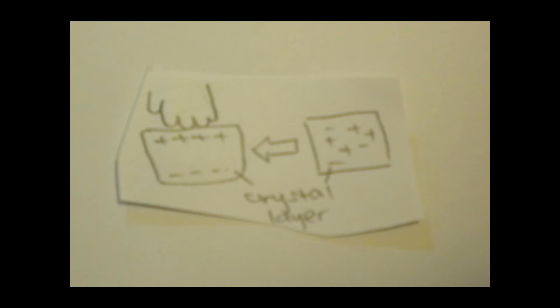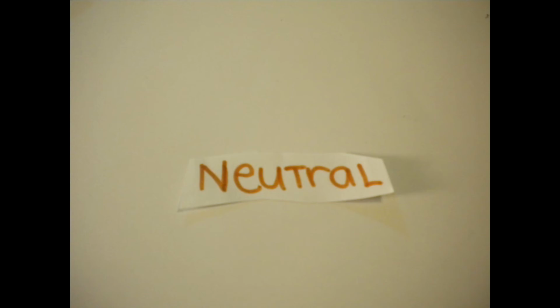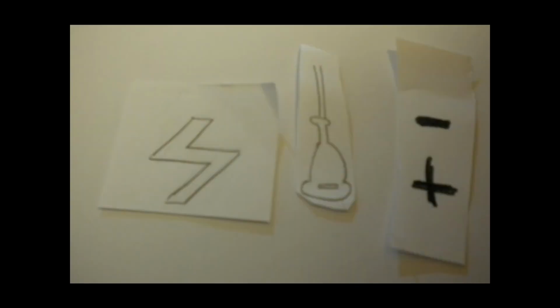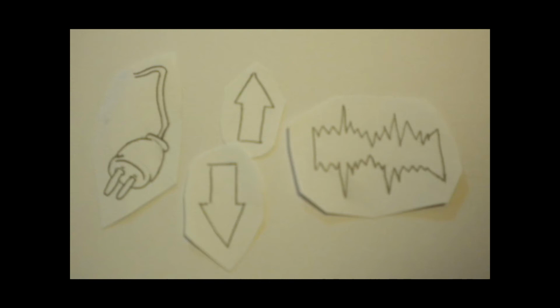On both sides of the crystal layer, there's a thin metal plate called an electrode. If the electrodes are not being squished or pulled, they remain neutral. An electric current is fed to the transducer, and depending on the charge of the current, the crystal disc expands or contracts. Therefore, the electrical supply needs to be alternating to generate a sound wave.